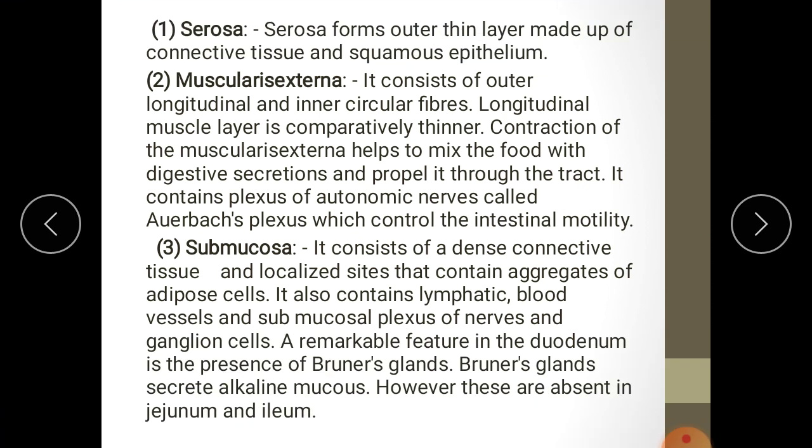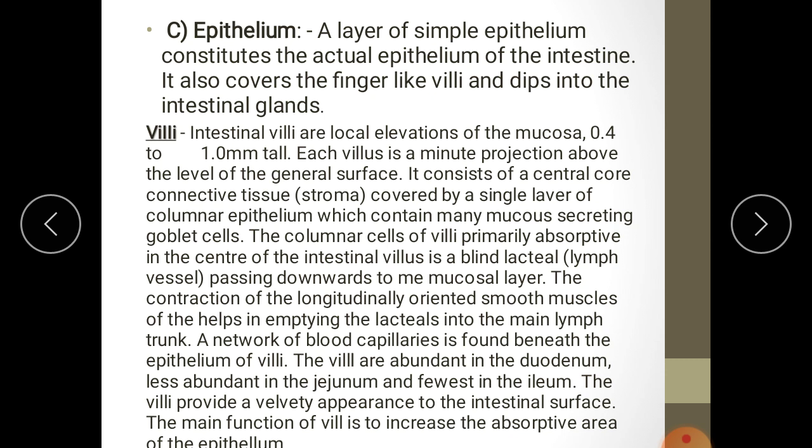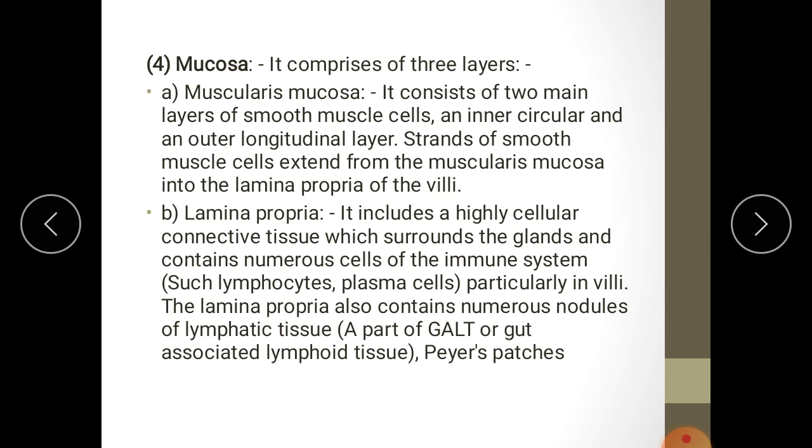Submucosa. A remarkable feature in the duodenum is the presence of Brunner's glands. Okay, next part is mucosa layer. So it comprises three layers: muscularis mucosa, lamina propria, and surface epithelium. So first let us discuss the muscularis mucosa. It consists of two main layers of smooth muscle cells, an inner circular and an outer longitudinal layer.